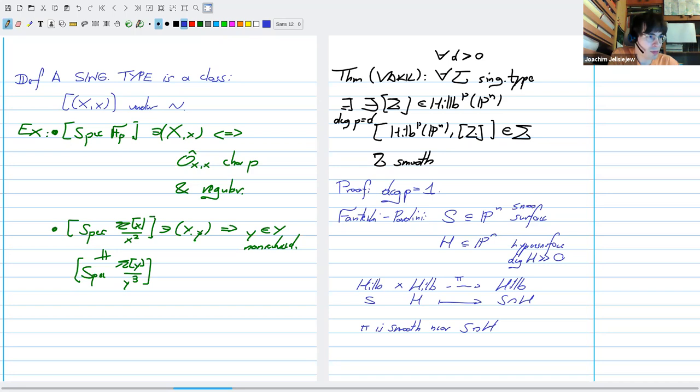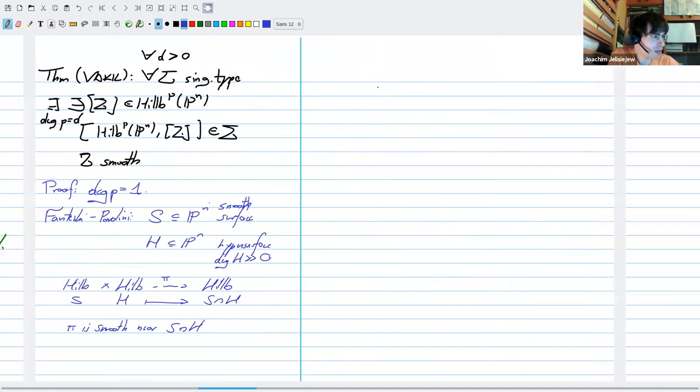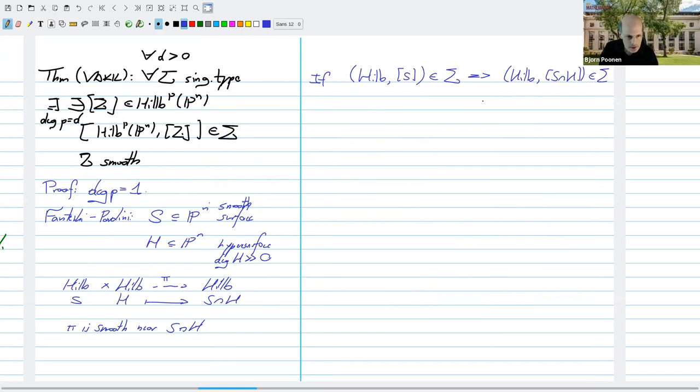I think the surface should be smooth here, and that's about it. So if you already start from a surface that is nice, so nice means that the Hilbert scheme at this surface has the appropriate singularity type, then you can deduce that the Hilbert scheme of the intersection also has the same singularity type.